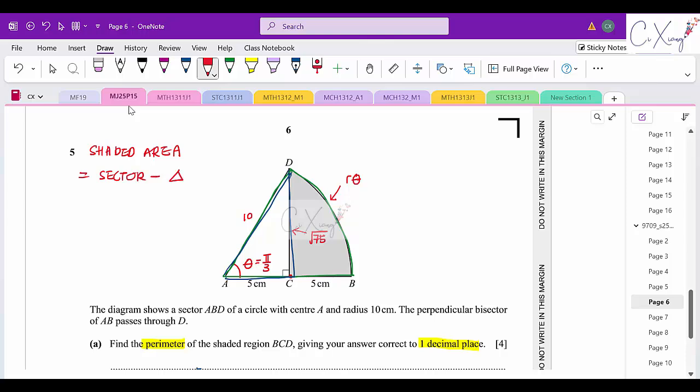minus the triangle. So what's the formula for the area of a sector? The area of a sector is half r squared theta. Let's put in our values: half, r squared, where r is 10 squared, and theta, which we just got, is pi over 3. Minus the area of the triangle. How do we get the area of the triangle? It is a right angle triangle, so you take half times base times height. The base is 5, and the height is square root of 75.